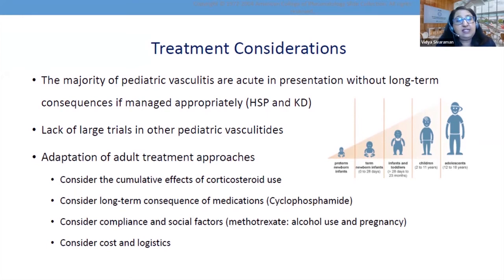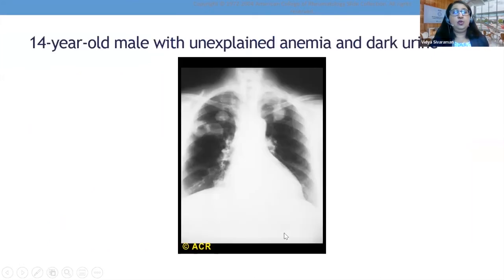And last but not least, we also have to take into account cost and logistics. But definitely when we're dealing with the risk of something that's long-term and can basically be organ or life-threatening, it's something that we sometimes have to move quickly on and be able to provide the best treatment. So, in the interest of time, I'm already at my 12-minute mark, so I will go through a little bit of this at a faster pace.